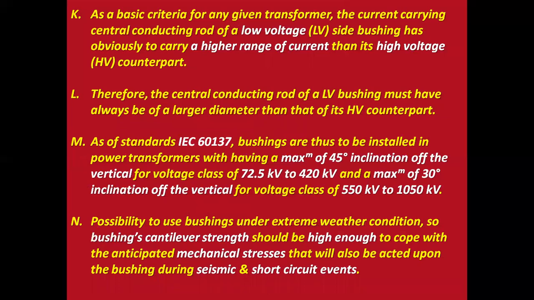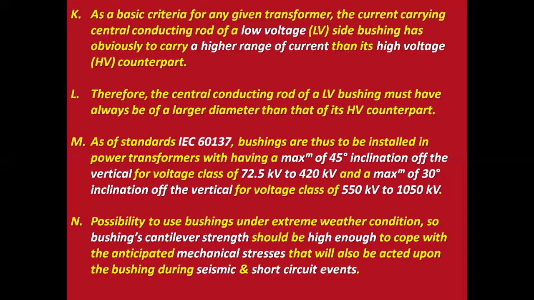Okay, as a basic criterion for any given transformer, the current carrying central conducting rod of a low voltage side bushing obviously has to carry a higher range of current than its high voltage counterpart. Therefore, the central conducting rod of a low voltage bushing must always be of a larger diameter than that of its high voltage counterpart, because low voltage side current is much more than that of the HV side.